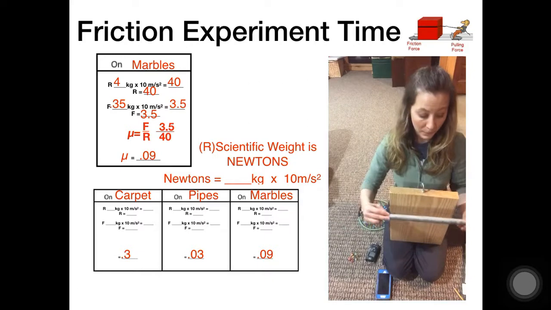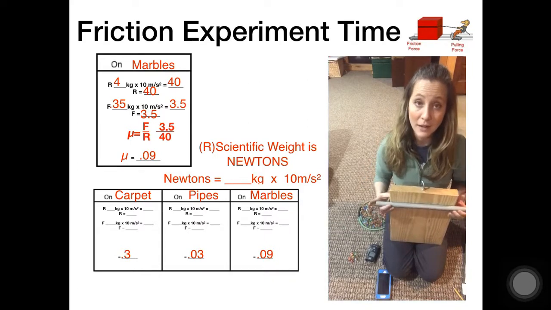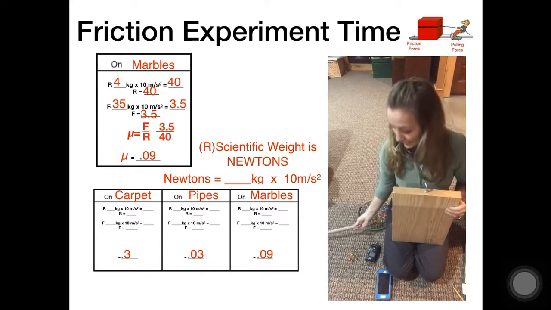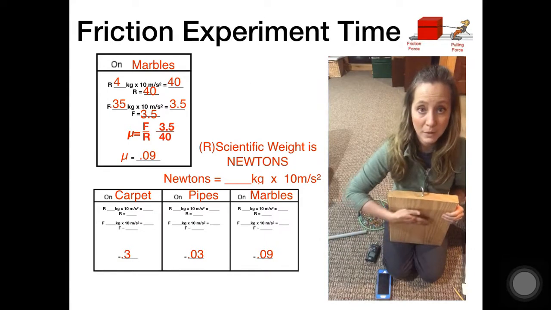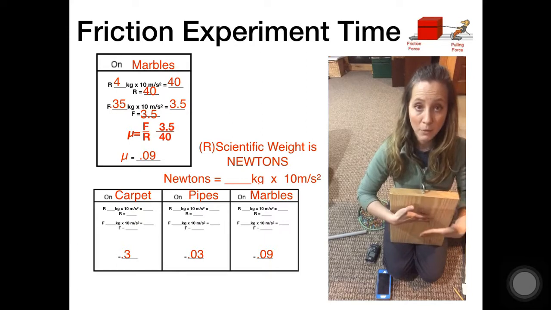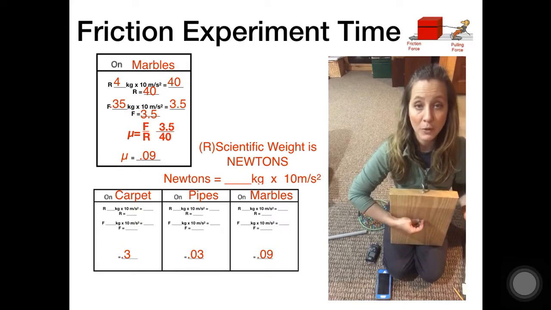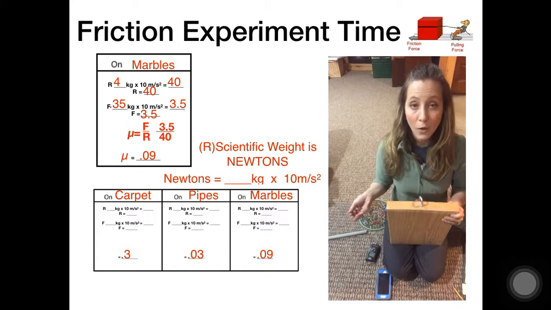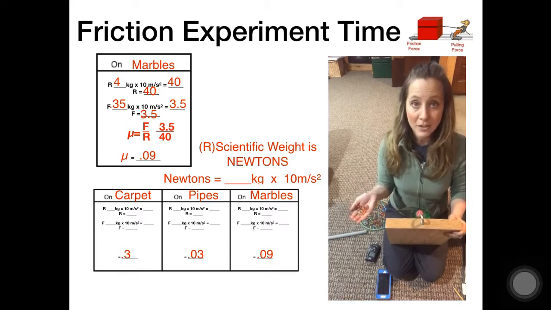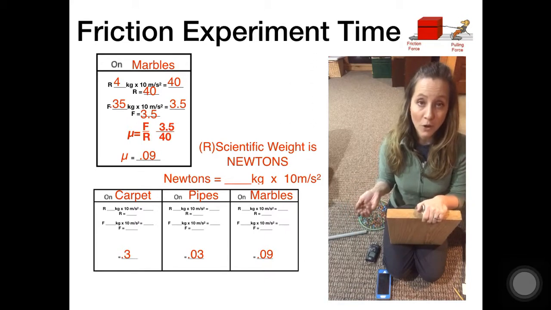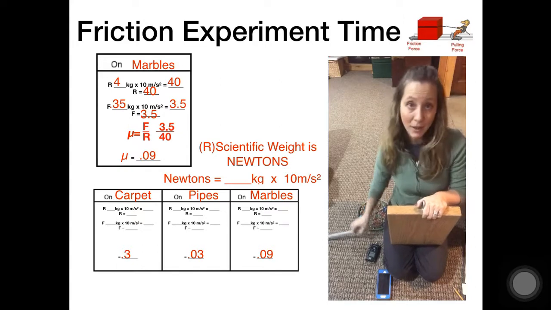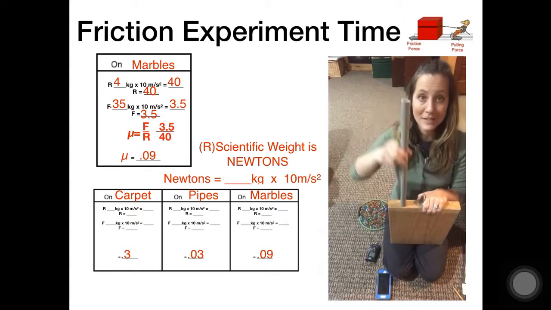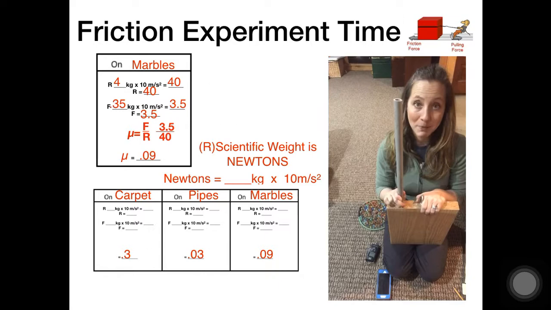With the pipe, there was only the line and the line that were touching each other, wanting to stick. And with the marbles, there was not only the surface area between the board and the marbles and the carpet and the marbles, but also between the marbles themselves. So that surface area touching with the marbles caused it to have a greater coefficient of static friction. So the winner today of the least amount of static friction goes to the pipe.